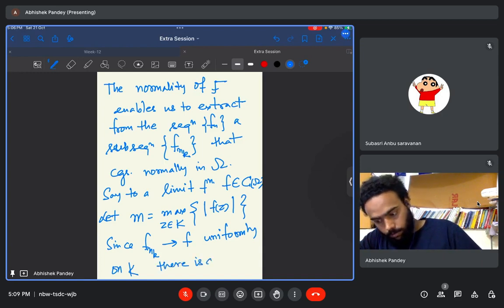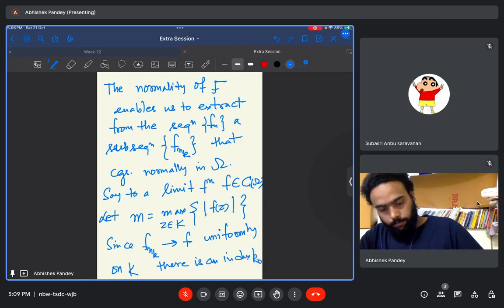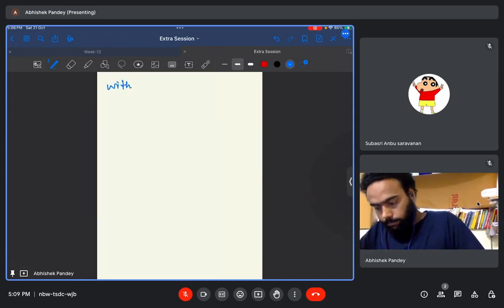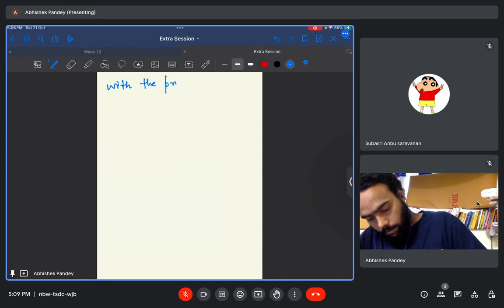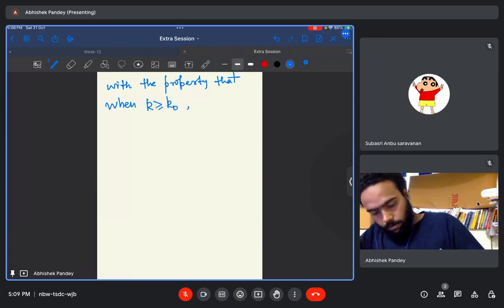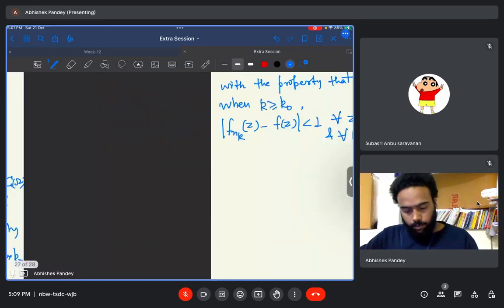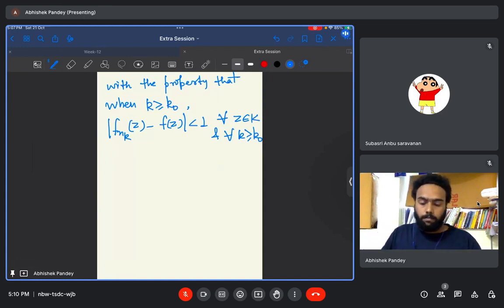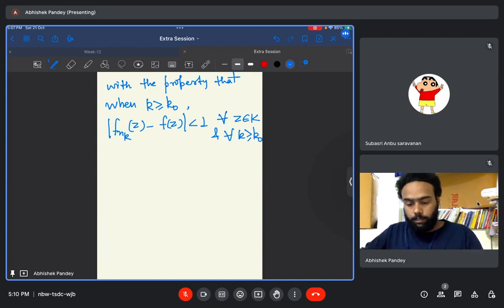There is an index k_0 with the property that when k is greater than or equal to k_0, mod of f_{n_k}(z) minus f(z) is less than 1 for every z belongs to K. So here we are using the uniform convergence, taking epsilon to be 1.